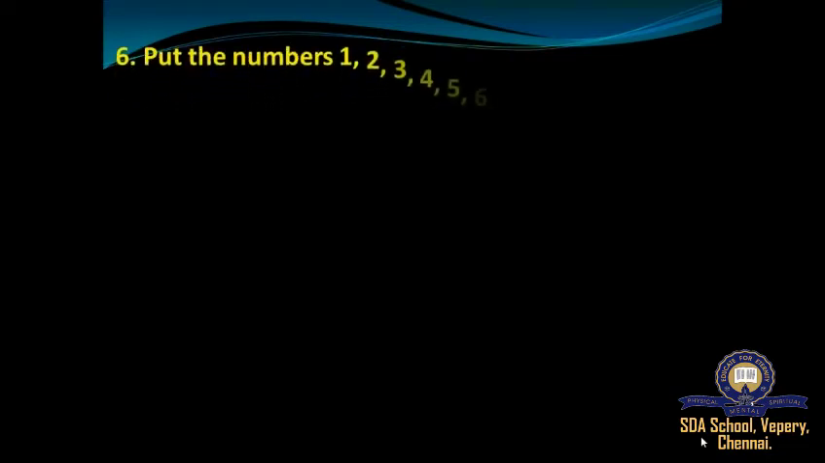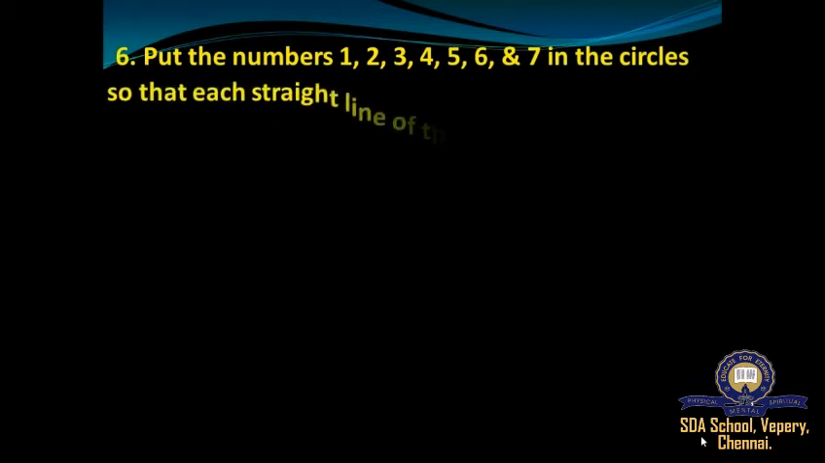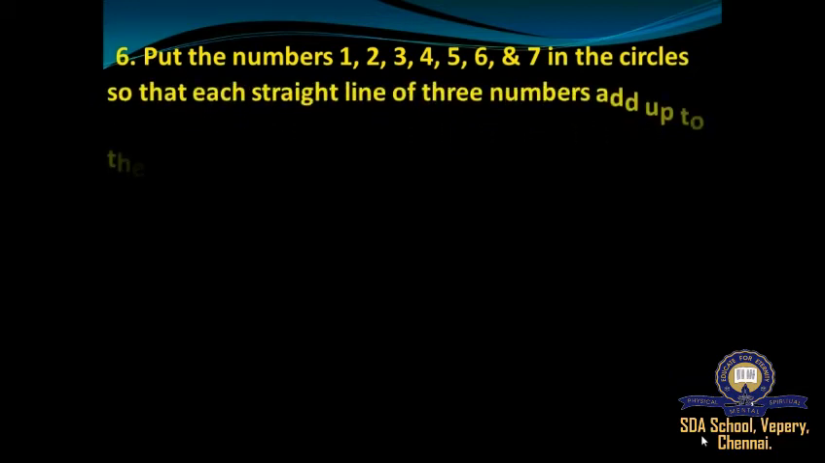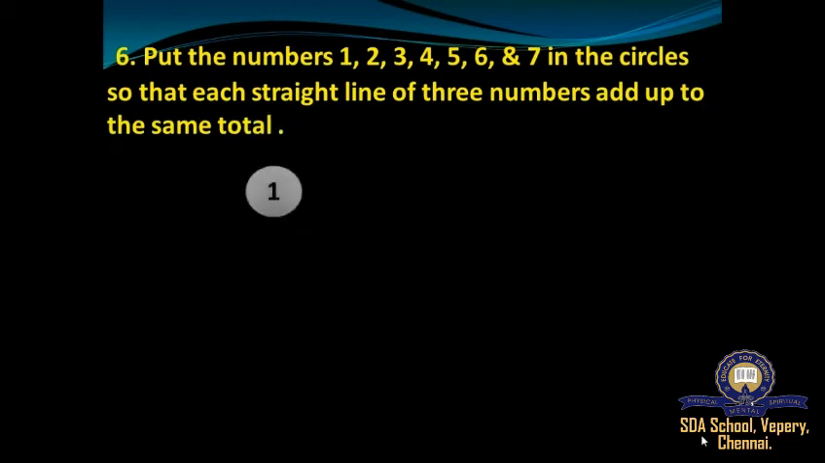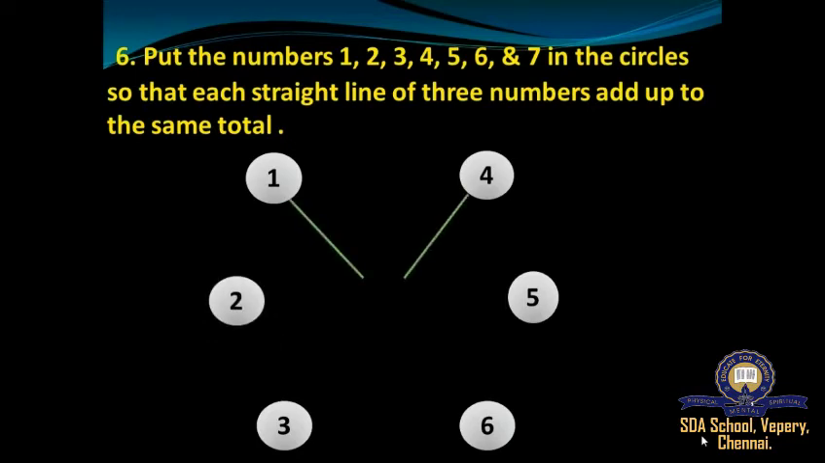Now we'll move to the sixth sum. Put the numbers 1, 2, 3, 4, 5, 6 and 7 in the circles so that each straight line of three numbers adds up to the same total. Okay, so this is the figure given, and you are supposed to arrange the numbers 1, 2, 3, 4, 5, 6, 7 in the circles such that each straight line of three numbers adds up to the same total.